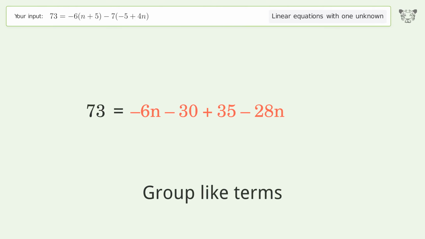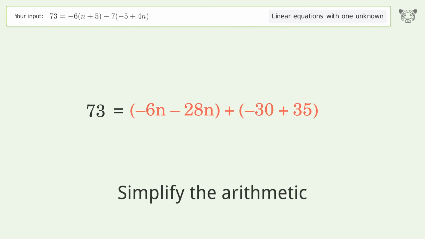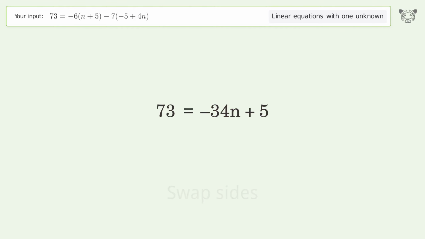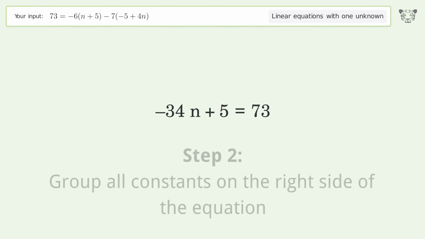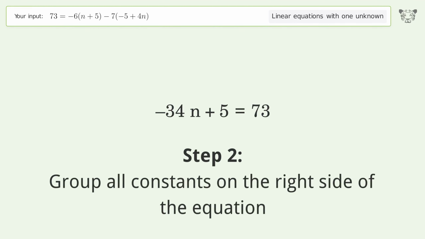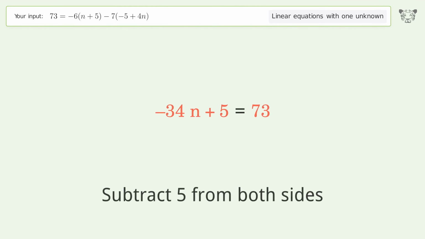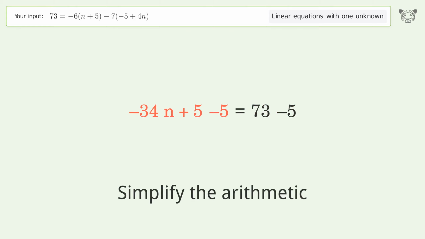Expand the parentheses. Group like terms. Simplify the arithmetic. Swap sides. Group all constants on the right side of the equation. Subtract 5 from both sides. Simplify the arithmetic.